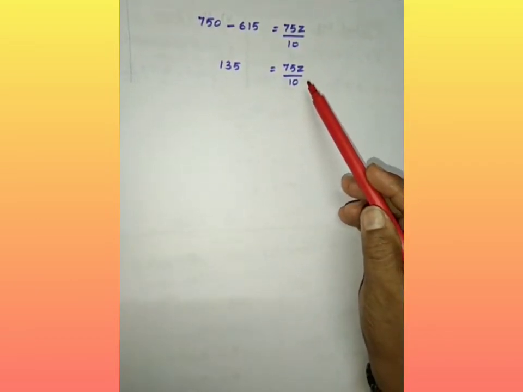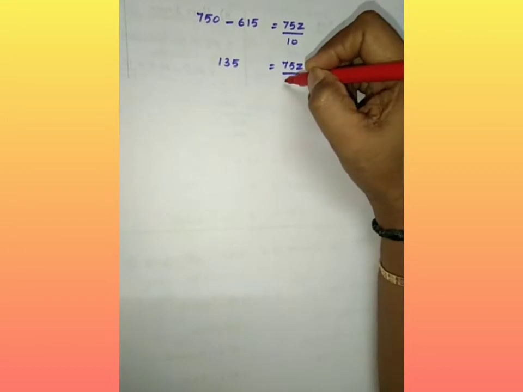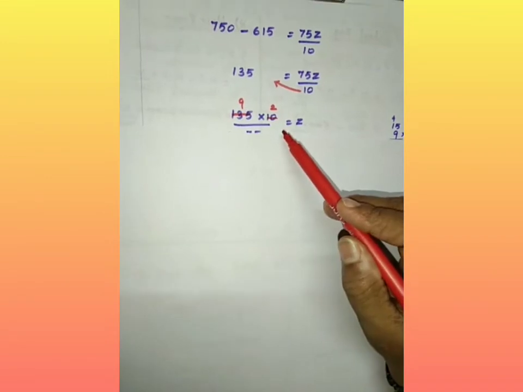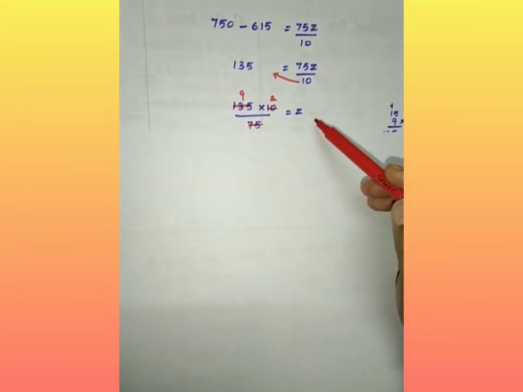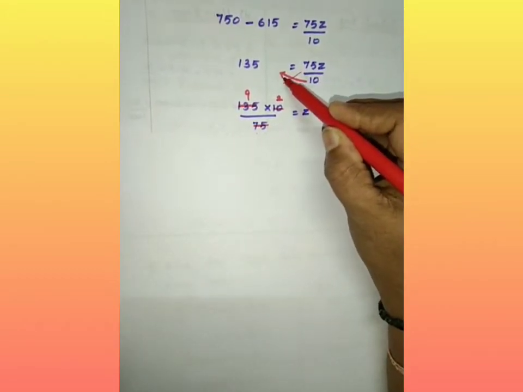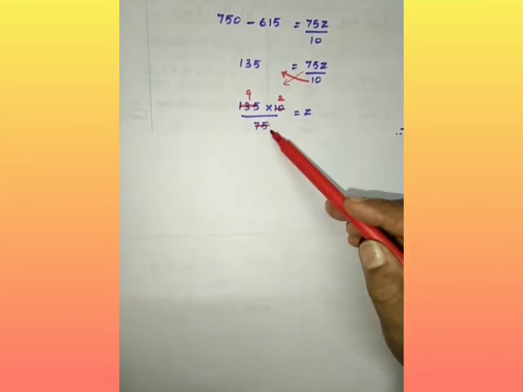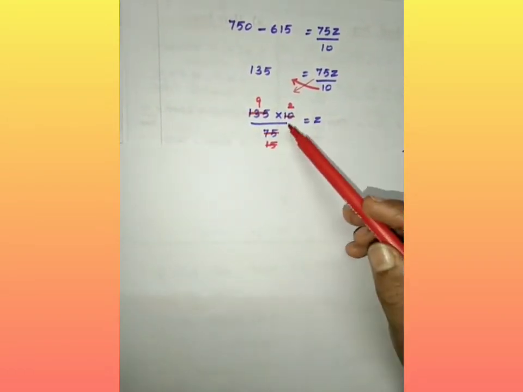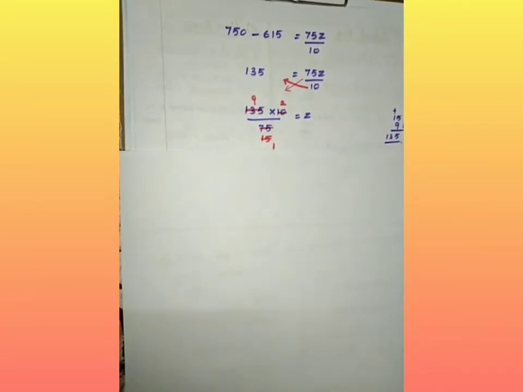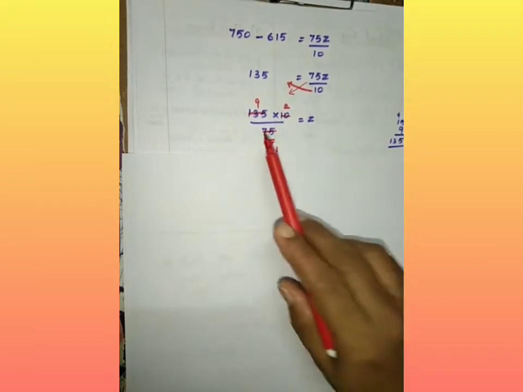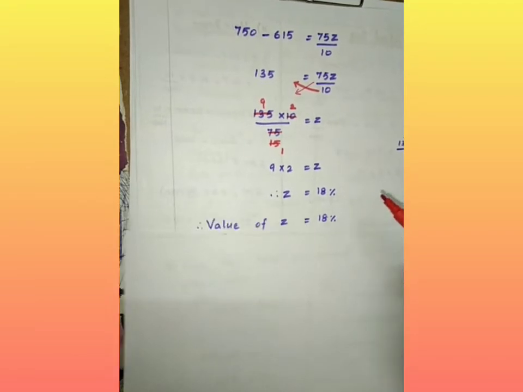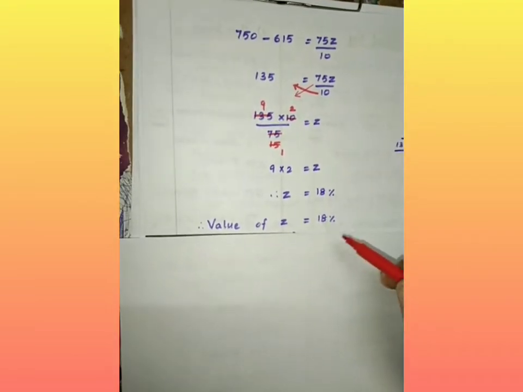Now we are going to find the value of z. So division by 10 comes as multiplication. Therefore, 135 into 10 by 75 equals z. We have taken the reciprocal of 75 by 10; this 75 comes as denominator. Therefore, 10 by 75 into 135. Then we cancel: 2 5s are 10 and 15 5s are 75. Then again 15 1s are 15 and 15 9s are 135. Now 9 into 2 equals 18. Therefore, z equals 18 percentage. Therefore, the value of z is 18 percentage.